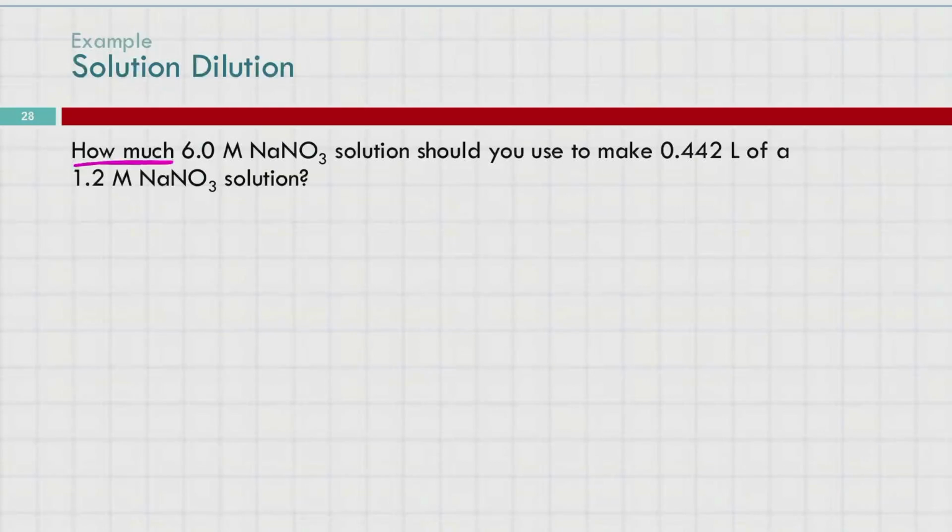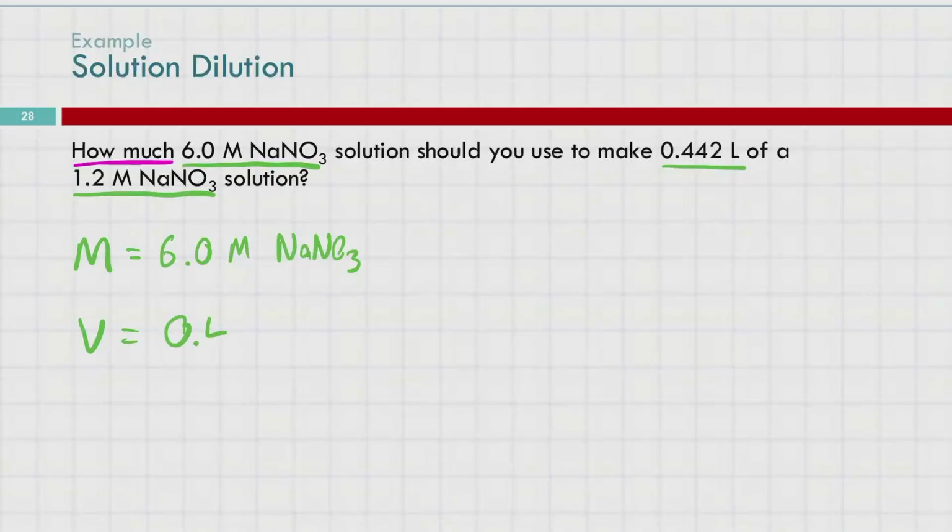That's the thing that we need to ask ourselves. How much 6.0 molar NaNO3 solution should you use to make 0.442 liters of a 1.2 molar sodium nitrate solution? We've got a molarity of 6.0 molar NaNO3. We've got a volume of 0.442 liters. And we've got another molarity of 1.2 molar sodium nitrate solution.